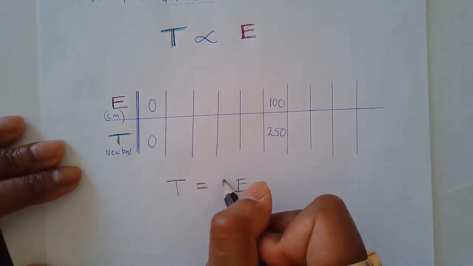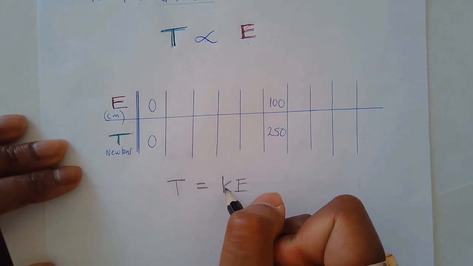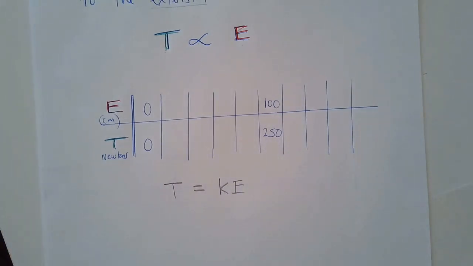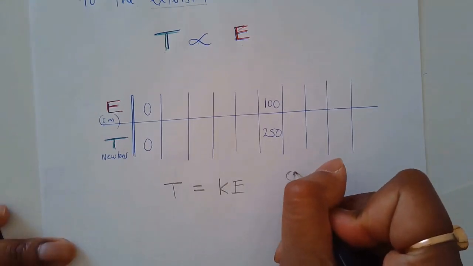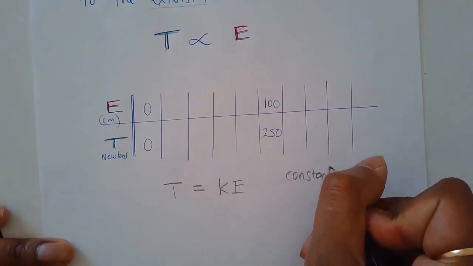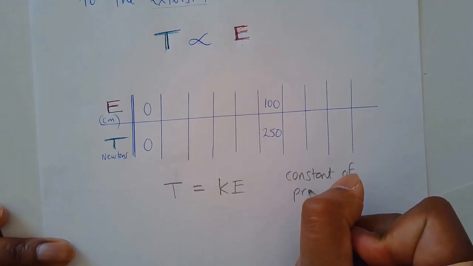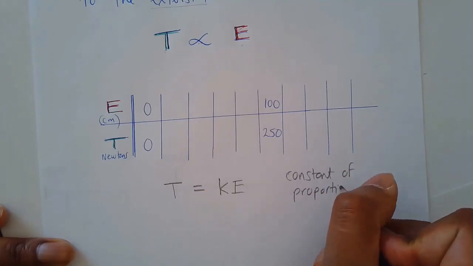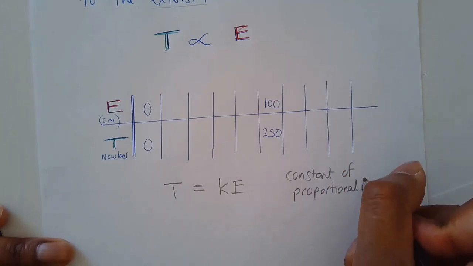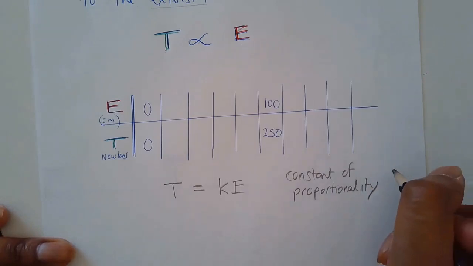So what we introduce is K. K is a number which we need to find out. K is called the constant of proportionality. That's what we need to find out.